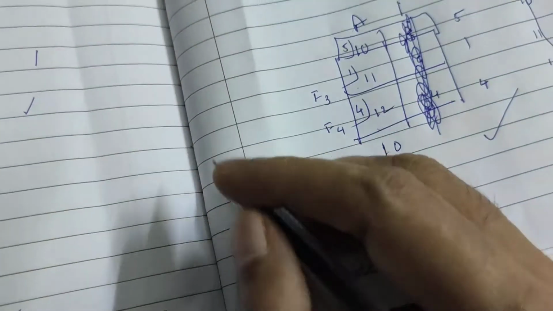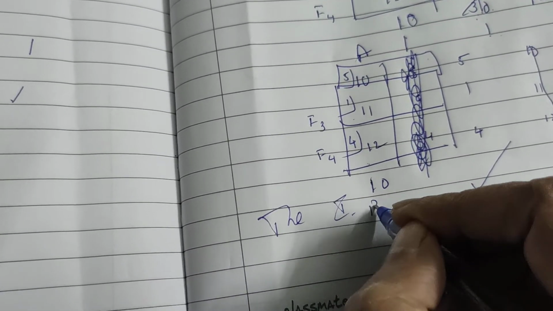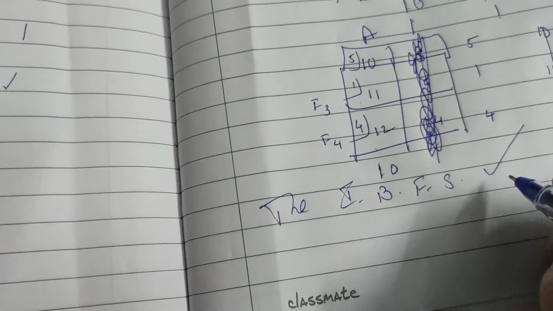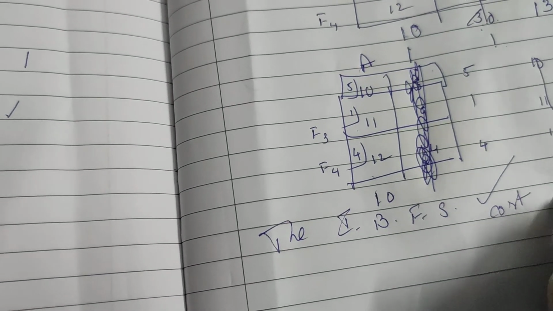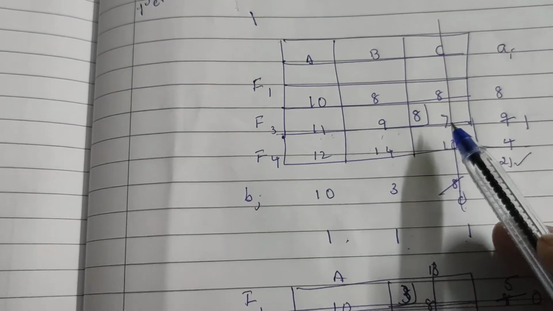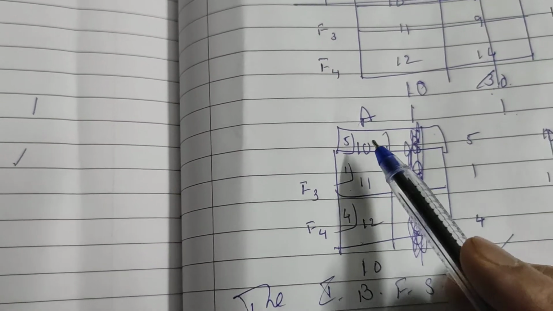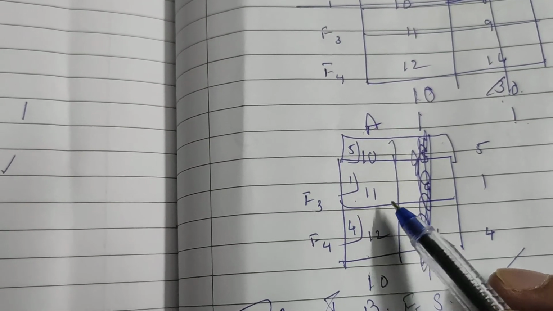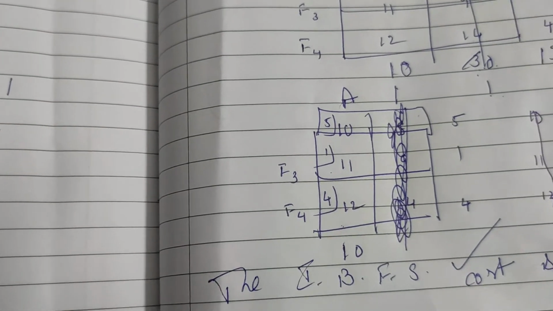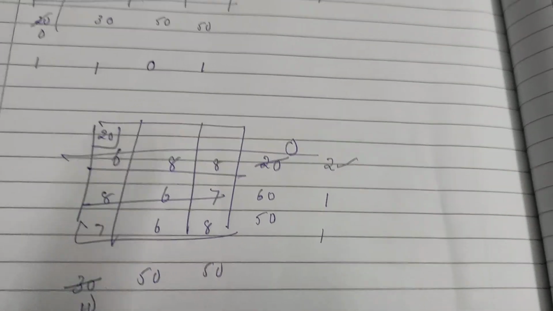The initial basic feasible solution cost, the transportation cost, is: first one 7 into 7, second one 8 into 7, third one 3 into 8, fourth one 5 into 10, 1 into 11, 4 into 12. We get the required answer of the VAM method.